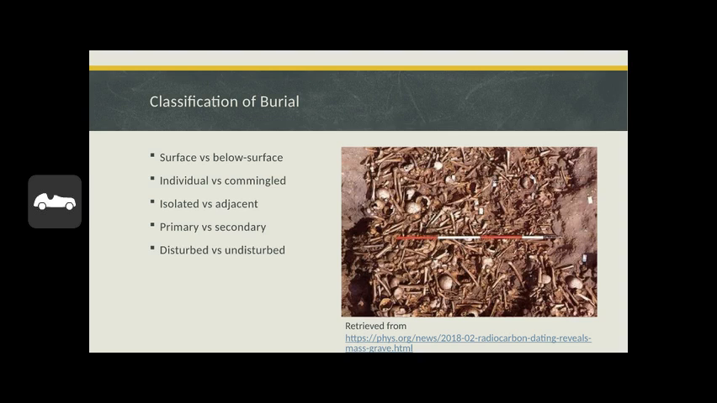The third step is isolated versus adjacent. Is this gravesite in close proximity to another, or is it standalone? The fourth classification is primary versus secondary. This determination is based on if the remains are found where the victims have been killed, or if they had been moved elsewhere to be buried. Lastly, this site is classified as either disturbed or undisturbed. Disturbed grave sites show evidence of animal scavenger activity or human interaction.